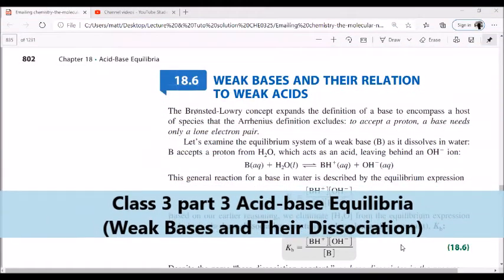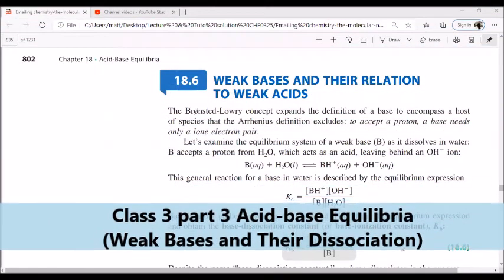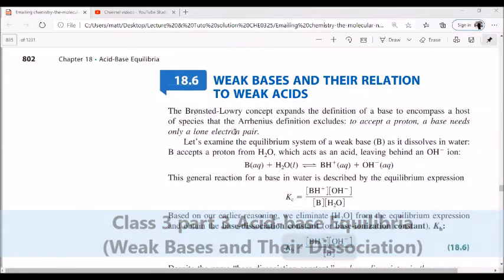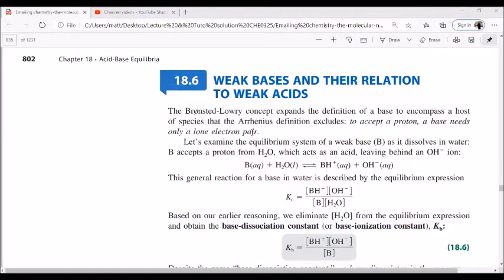So now I want to discuss the equilibria of weak bases. Based on the Bronsted-Lowry definition, a base is a species that accepts a proton. Right? So to accept a proton, a base needs only a lone electron pair. Okay, let's examine the equilibrium system of a weak base B in general as it dissolves in water.